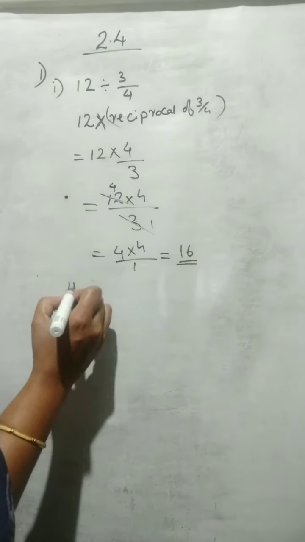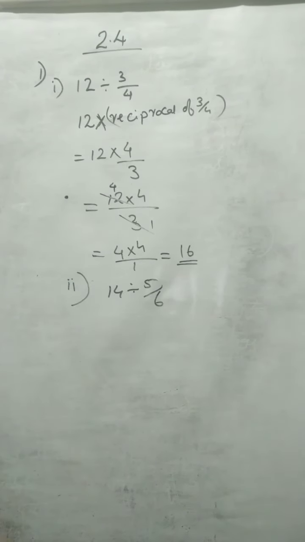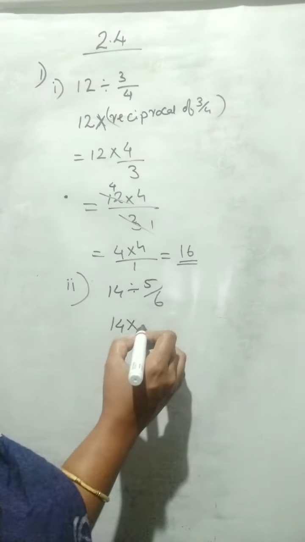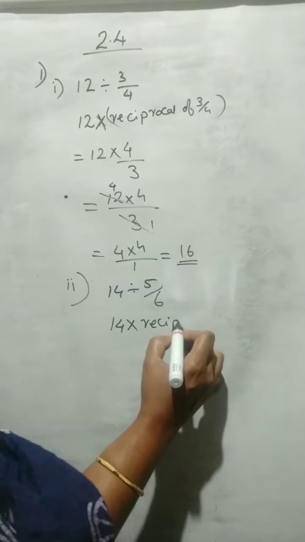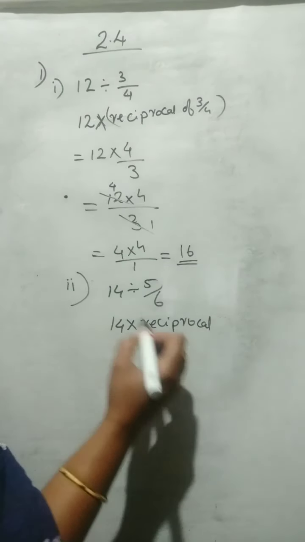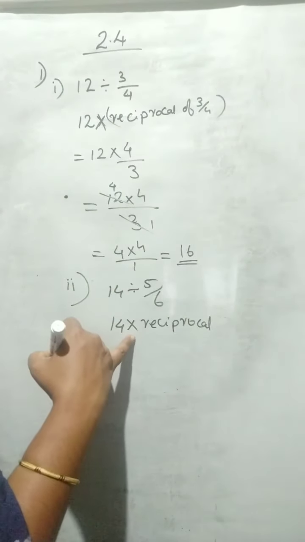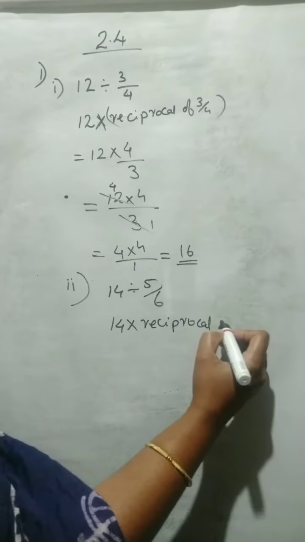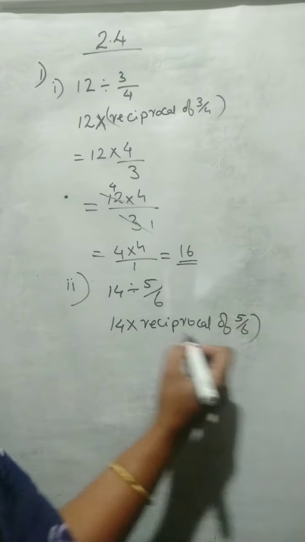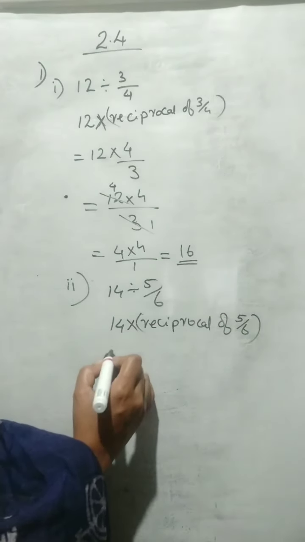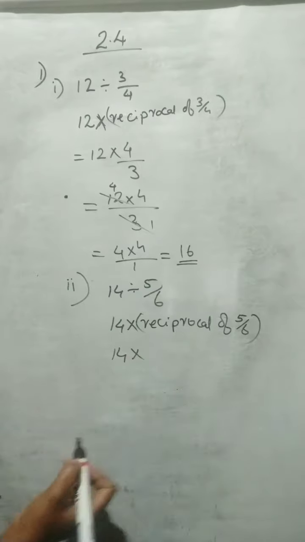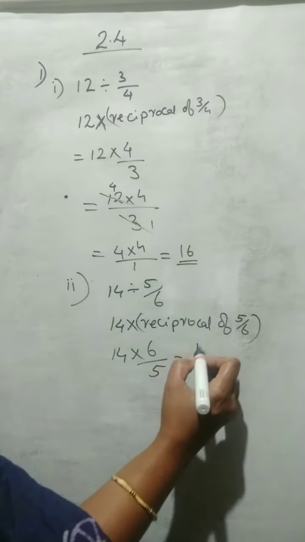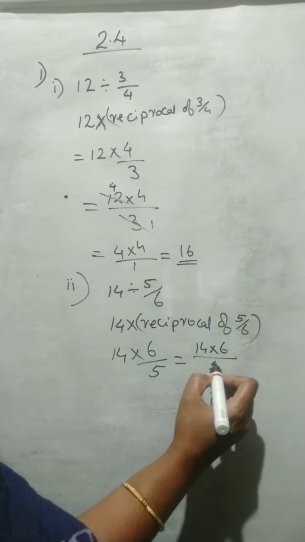The second question is 14 divided by 5 on 6. So here also 14 multiplied by the reciprocal of 5 on 6. When we are taking the reciprocal, at that time itself the operation, division, will become multiplication. 5 on 6 is the divisor. Then 14 multiplied by the reciprocal of 5 on 6, which is 6 on 5. We can't cut that. Then 14 multiplied by 6, the whole divided by 5.